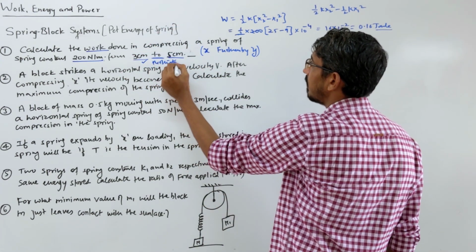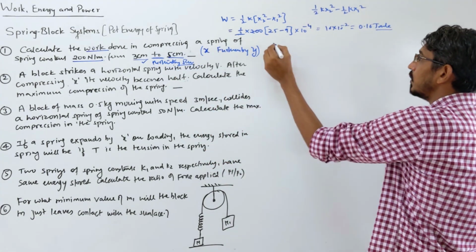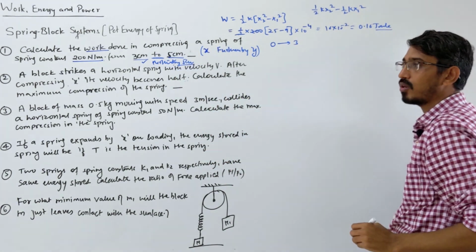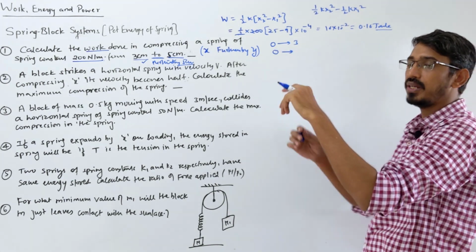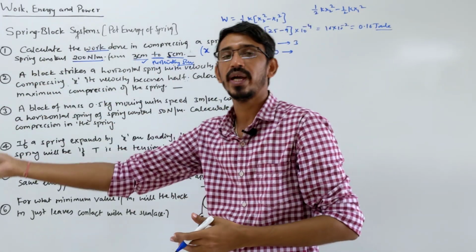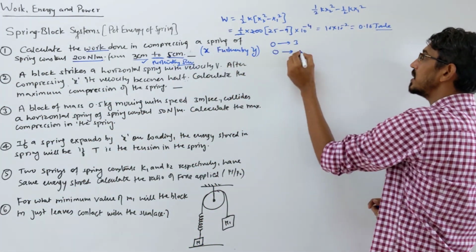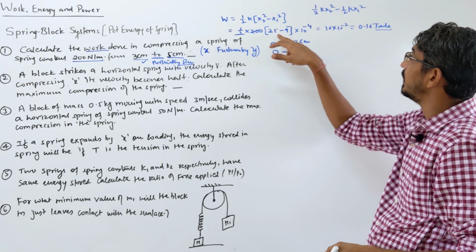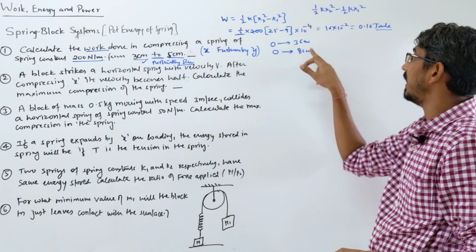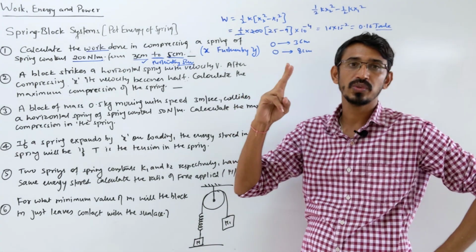You already compressed by 3, you want to compress it further, they say further by 5 centimeter. Then this becomes a different question. From 0 to 3 the spring was already compressed. Then you want to compress, not to 5, but further by 5 centimeter. Means you want to go from 0 to 3 plus 5, which is 8 centimeter. So now in this formula you put x2 as 8 and x1 as 3.